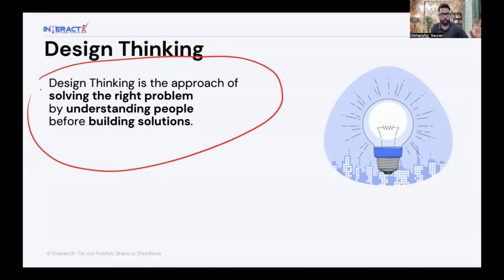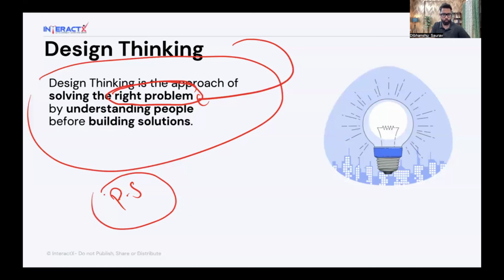Now, the key point I want all of you to focus on here is solving the right problem. All of you, please understand, when I talk about the concept of design thinking, it all revolves around solving the right problem. So if you look at any problem statement, by the way, we are going to solve a case study as well as part of today's session.